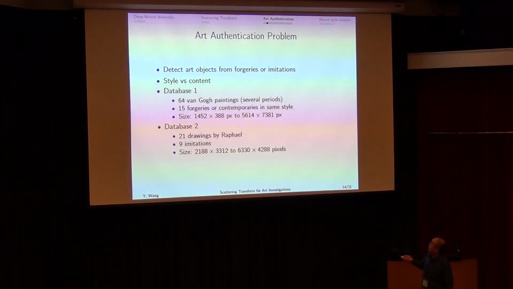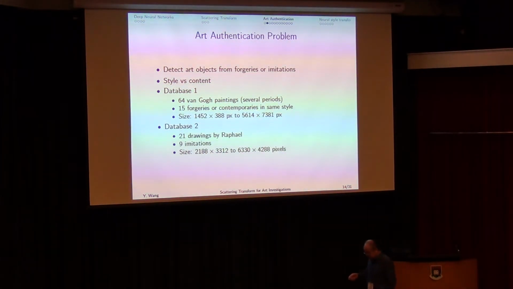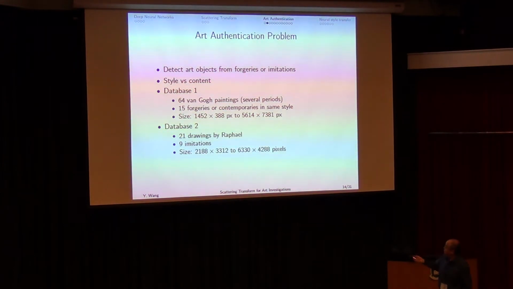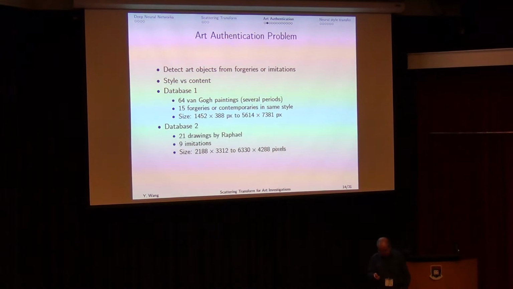So they gave 64 Van Gogh paintings and 15 forgeries, including, in fact, paintings by students who imitated Van Gogh. Then we got the Raphael database, including that picture to be determined.